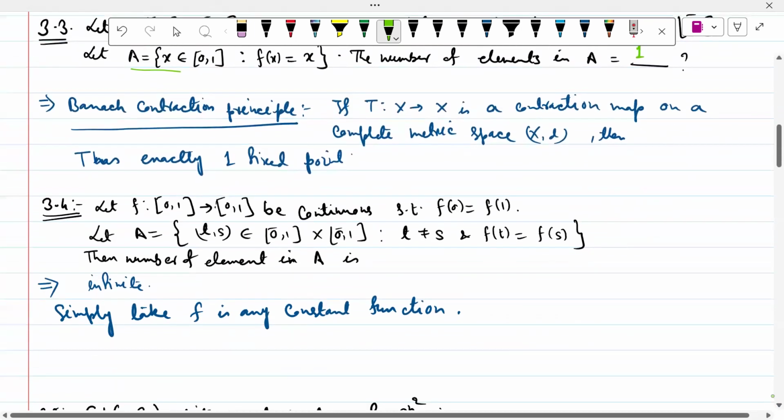The next question is very easy. It is given that f from [0,1] to [0,1] is continuous such that f(0) equal to f(1), and A is the set of all such (t,s) in [0,1] cross [0,1] with t not equal to s and f(t) equal to f(s). How many elements are in A? A has infinitely many elements. Simple, you take f(x) equal to some constant function c. Then f(t) equal to c and f(s) equal to c, therefore f(t) equal to f(s) for all t, s. And this is a continuous function. So this set has infinitely many points.